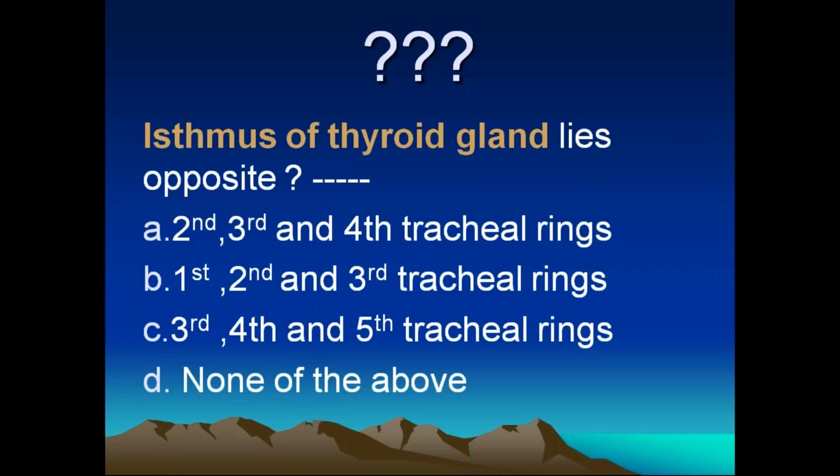The isthmus of the thyroid gland lies opposite to dash. Option A is the second, third and fourth tracheal rings. Option B is the first, second and third tracheal rings. Option C is the third, fourth and fifth tracheal rings. And D is none of the above. So keep it in mind. I'll ask at the end.